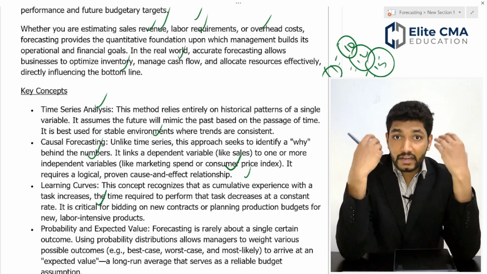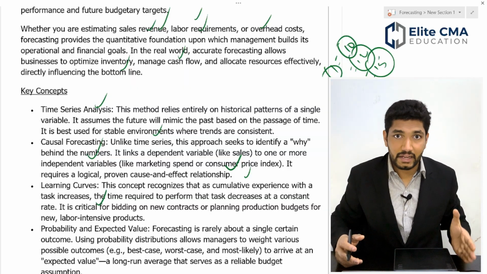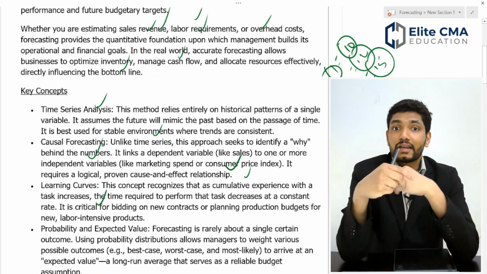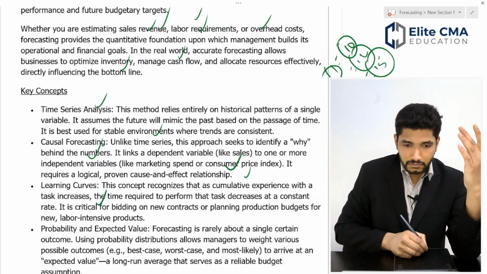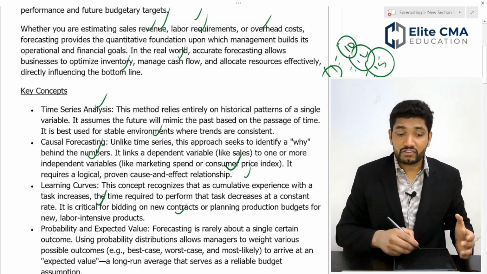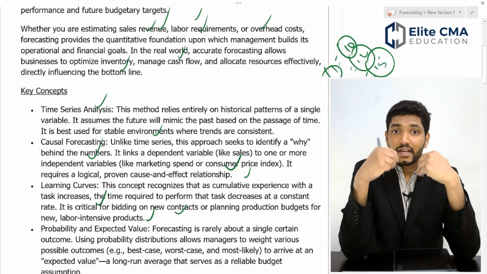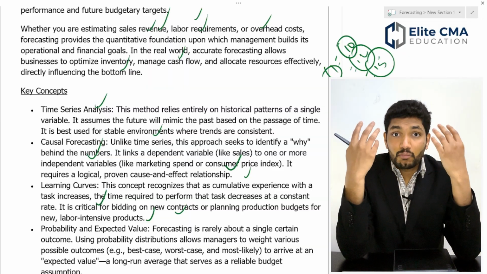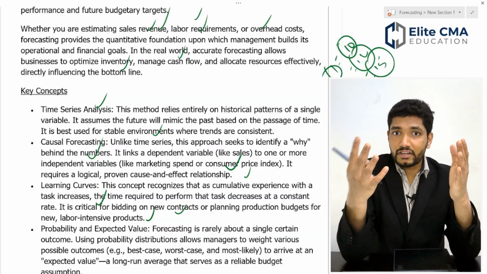Suppose you are analyzing your labor cost. You can apply the learning curve concept here. Based on your analysis, you can come up with a learning curve percentage or a learning curve ratio to estimate the future expected labor cost. It is very critical for bidding a new contract or planning a production budget for a new, especially labor intensive, product. Learning curve is applicable only for labor intensive products. Once your product is more labor intensive, you can apply learning curve techniques to your forecasting method.